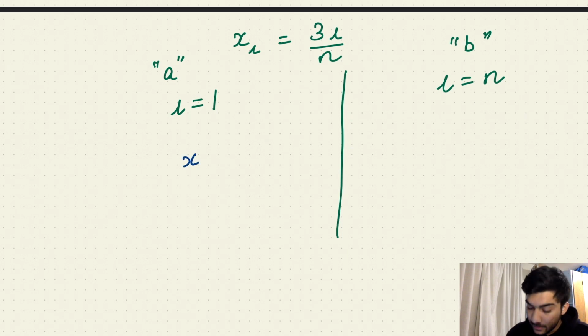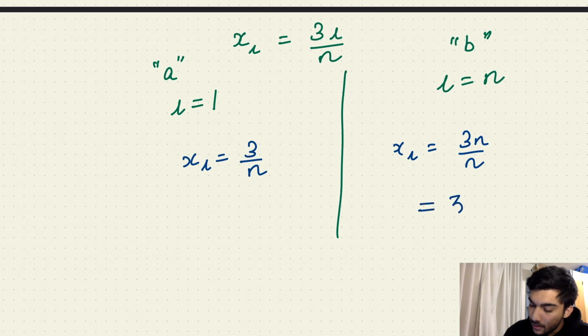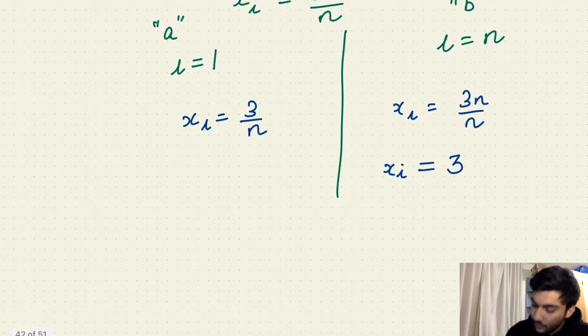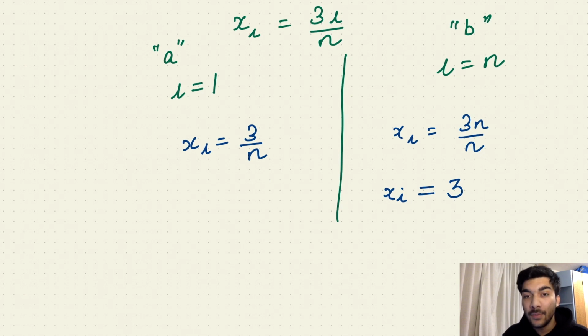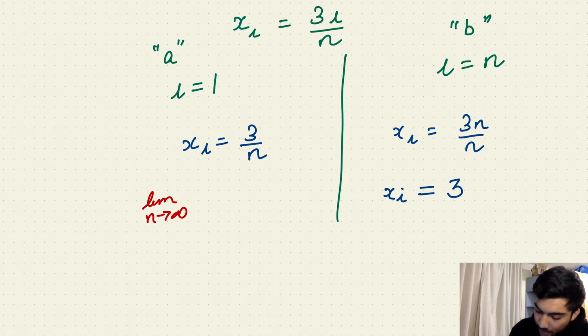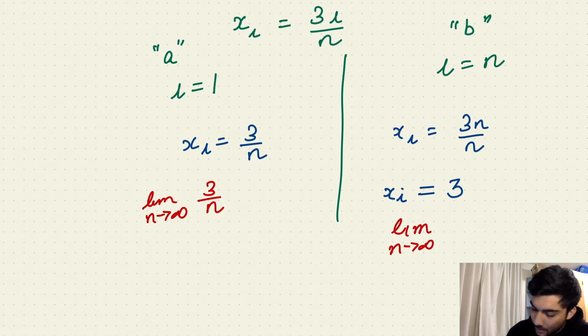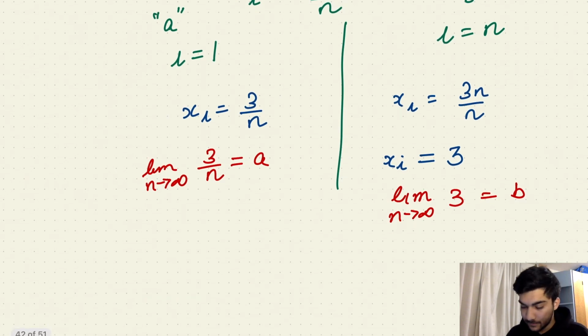If I calculate xi by substituting i equals 1, I'll get 3 by n in this case. And if I do the same process when my i is equal to n, I'll get xi as 3n by n, which would be 3. And now the last step is to take the limit n tends to infinity on both sides. So if I take the limit n tends to infinity for 3 by n and the limit n tends to infinity for my 3, I'll get my a and my b in this case.